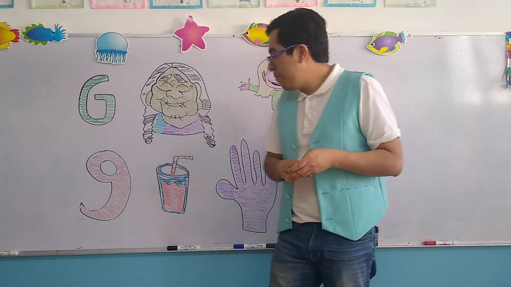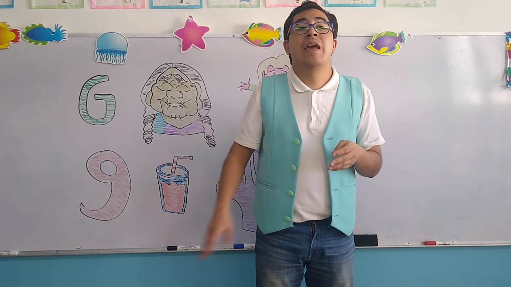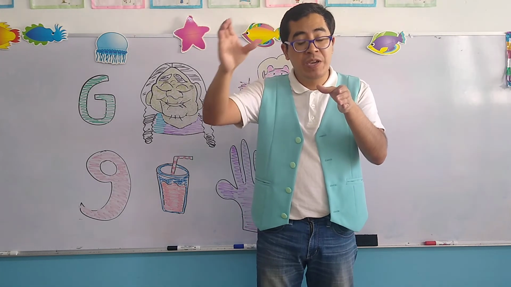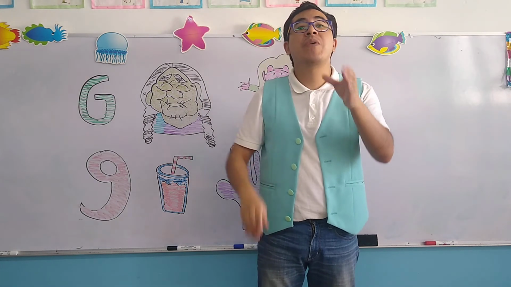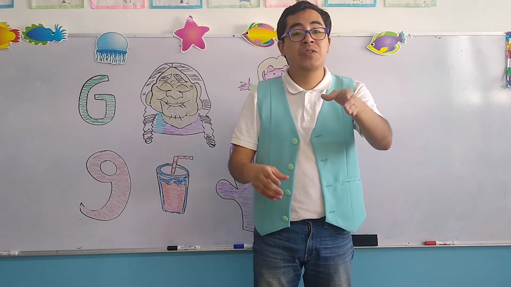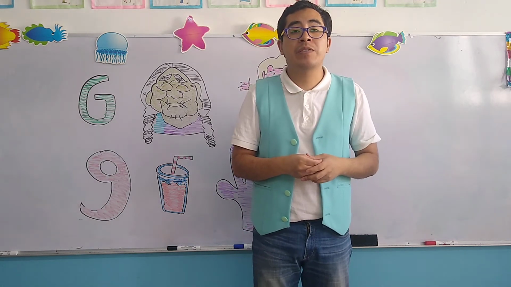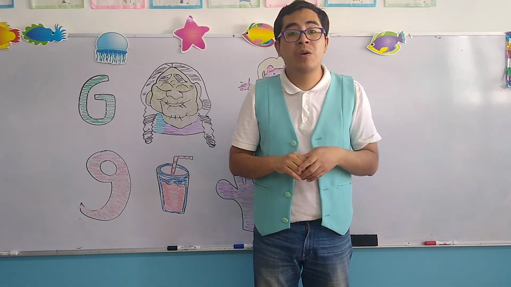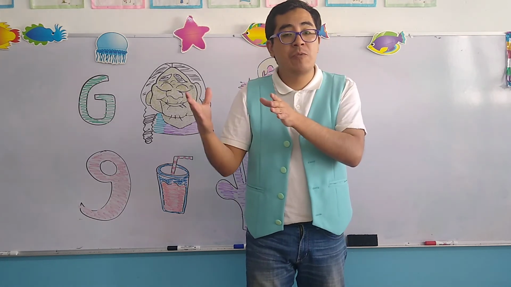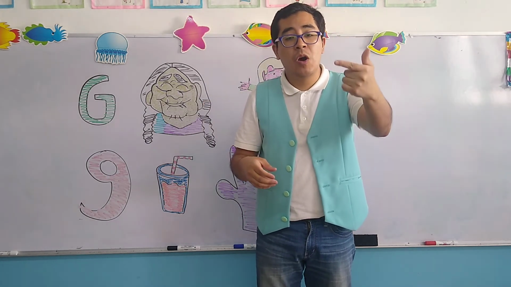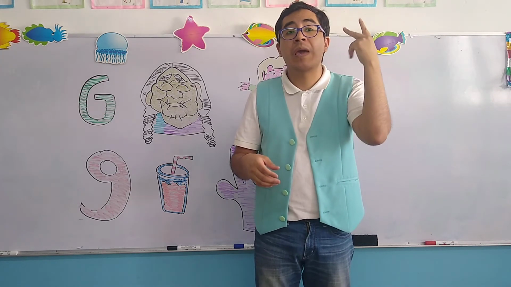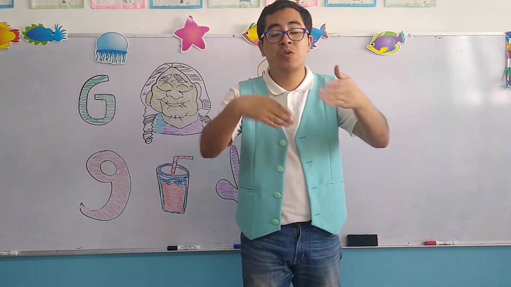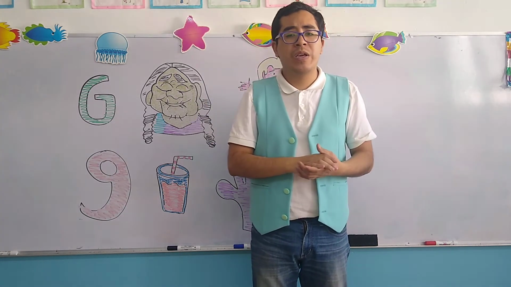For small g, we have the glass. Now, the glass, it's an object in which we can pour some liquid so we can drink it, okay? Ahora, el vaso es un objeto, puede ser de cristal o de plástico, en el que nosotros podemos agregar un líquido y lo podemos tomar. Now, this liquid can be water, can be soda, can be juice, or can be milk. Este líquido pues puede ser agua, puede ser una soda, un refresco, jugo o leche, okay?